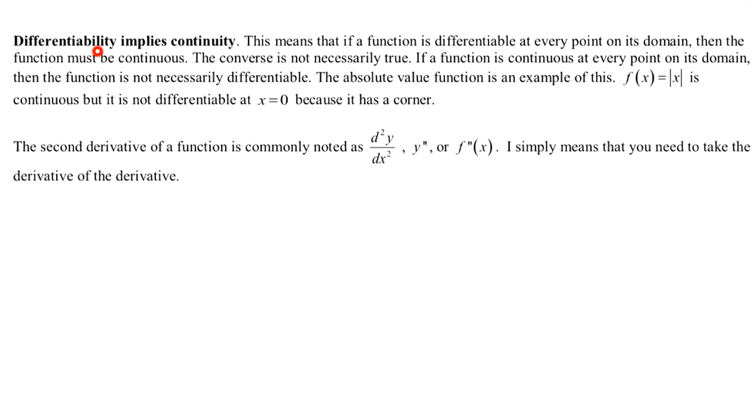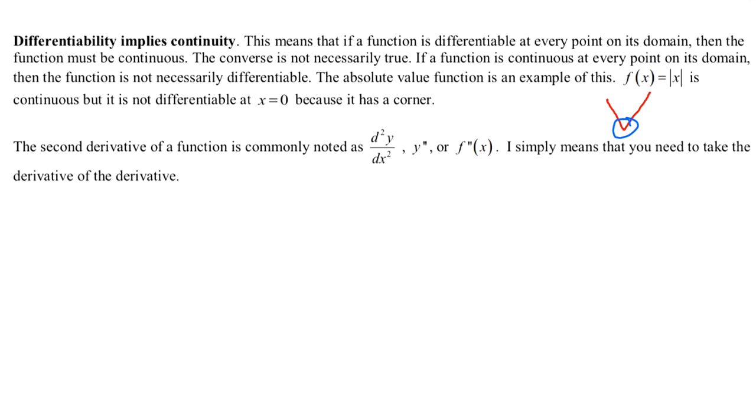So if a function is differentiable, which means a derivative can be found everywhere, then that implies that your function is continuous. Now, the converse of that is not necessarily true, meaning if a function is continuous, then it is not necessarily differentiable. An example of that would be your square root graph, because a square root graph looks like this. It's continuous, but it is not differentiable at that point down there.